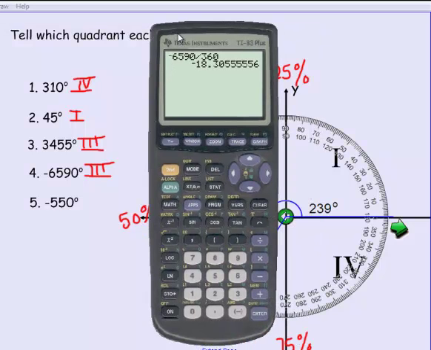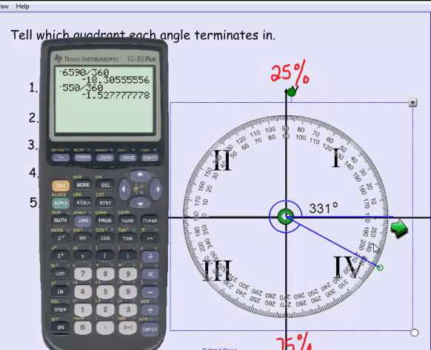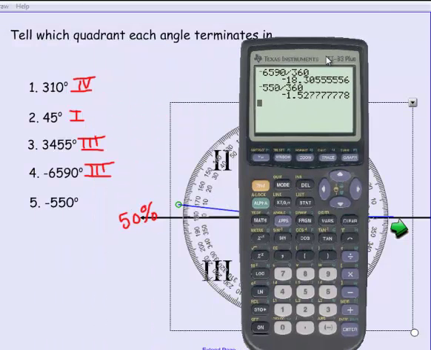Let's try another negative angle, a little smaller. Negative 550 divided by 360. All right. Again, I went backwards one whole revolution. So let's come here. I went backwards one whole revolution, and now I went 53% around backwards. So 25%, 50, and it'd be right here in quadrant 2, 53%, quadrant 2.